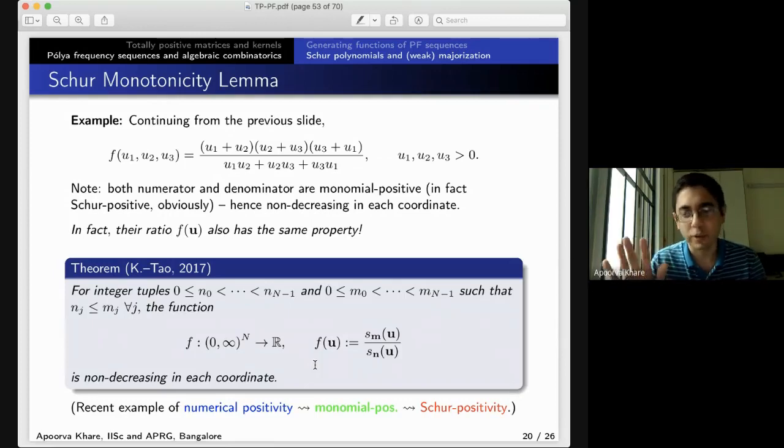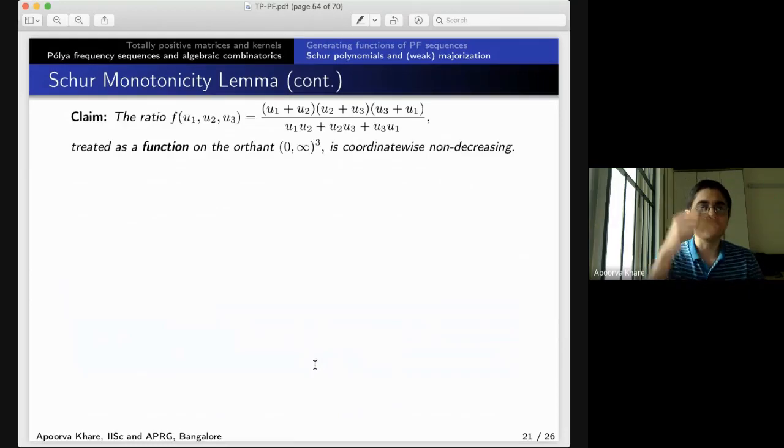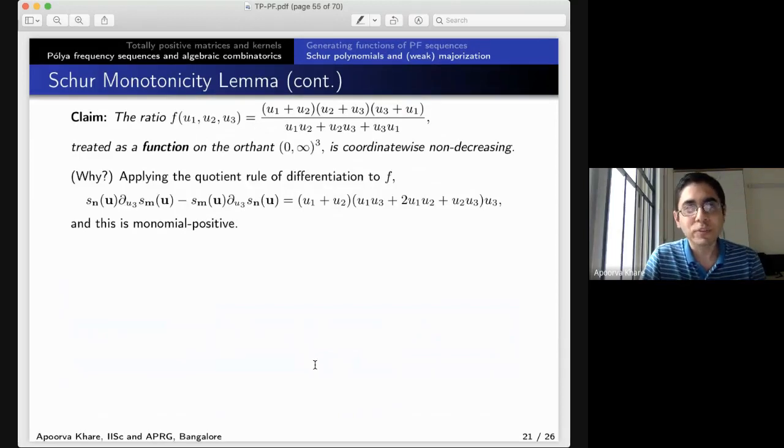I mean, modulo a big hammer from representation theory or Schur positivity. So the claim is that this, when you treat it as a function, is coordinate-wise non-decreasing. And to prove this, you use what first-year calculus students know, the quotient rule of differentiation. So high d low minus low d high, or the other way around, I always forget. Anyway, the denominator of the quotient rule is a square. So if you want to prove that the derivative is non-negative, you can just look at the numerator, and the numerator is this function here.